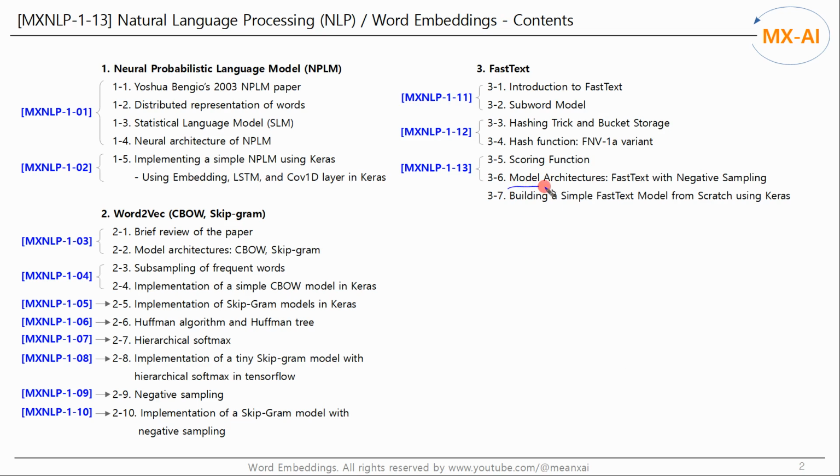That wraps up our discussion of the basic FastText architecture. In the next video, we will implement this model from scratch based on the architecture we discussed today.